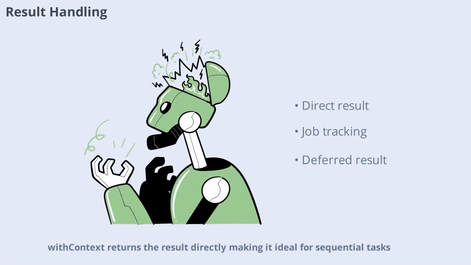withContext returns the result directly, making it ideal for sequential tasks. Launch doesn't provide a direct result, only a job for tracking completion. Async returns a Deferred<T>, allowing you to retrieve the result later using await. Understanding these differences helps you choose the right coroutine builder for your needs.